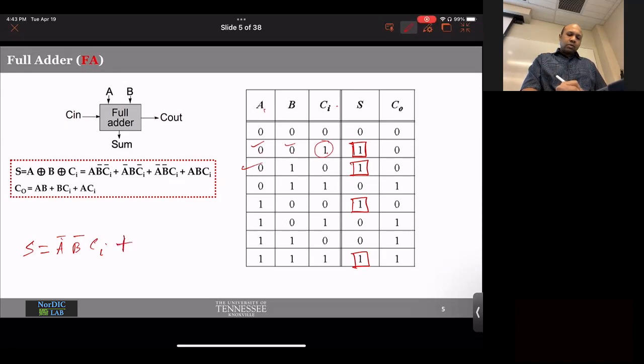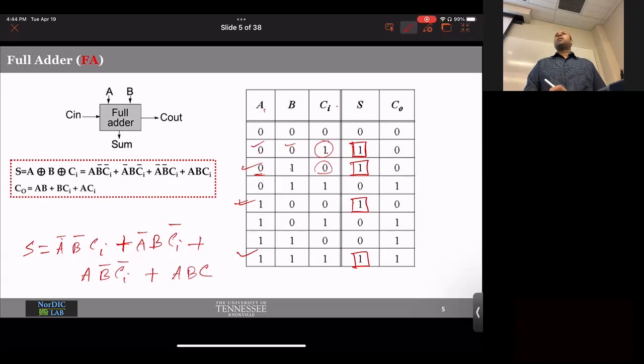Between multiple rows, we'll have a plus sign. Again, I'm not giving you the reason. It's not a DLD course, but next one, A is 0, so you have A bar. B is 1, so you just have B. C is 0, so you have C bar. Make sense? Next row, plus. A is 1, B is 0, C is 0. Final one, A, B, C, because all of these are 1.